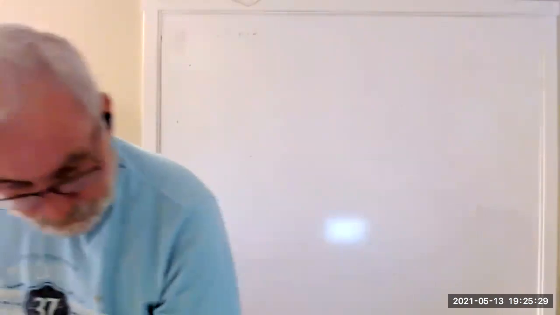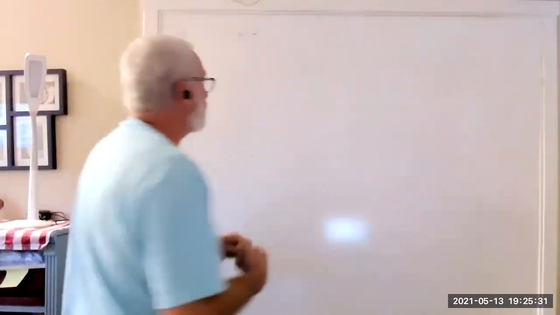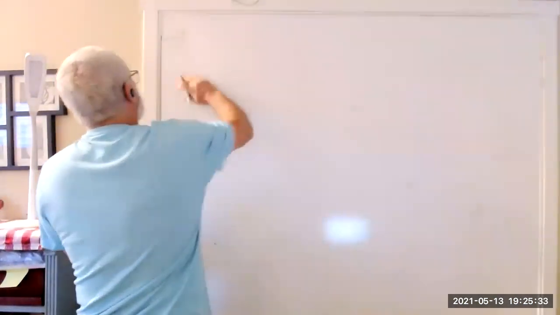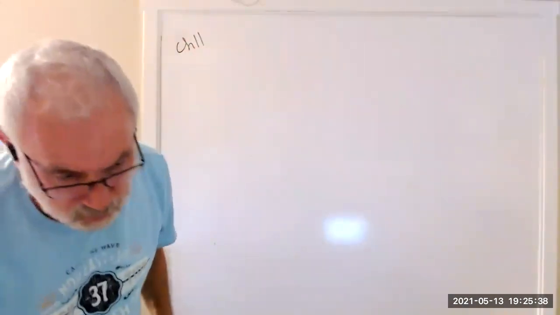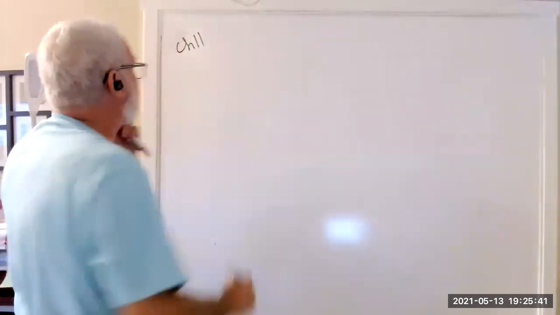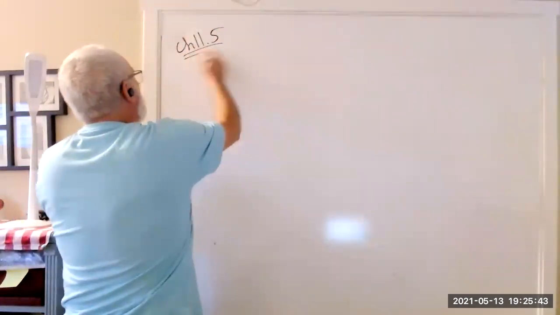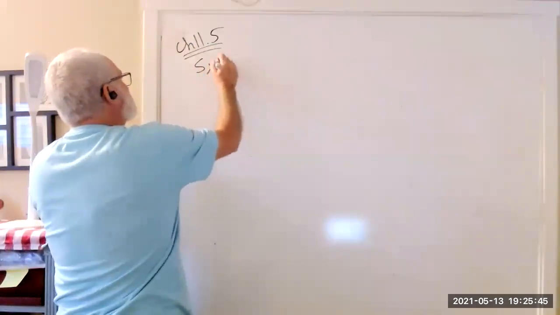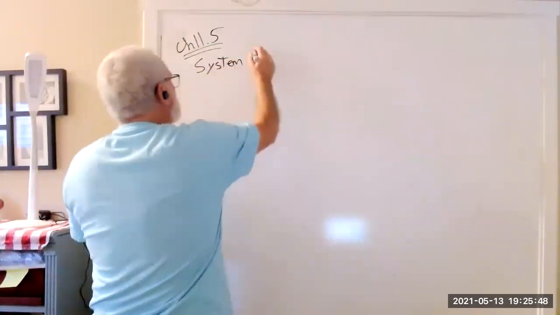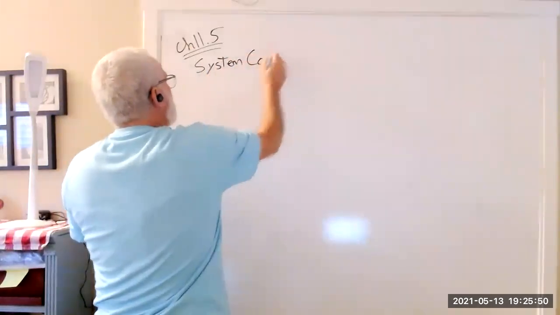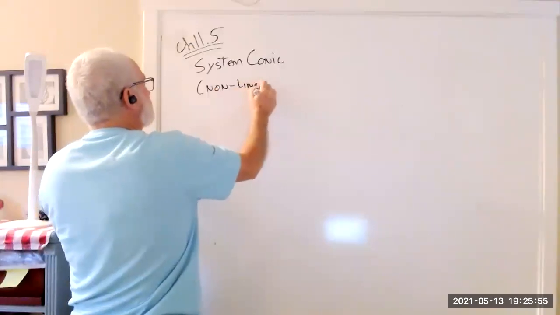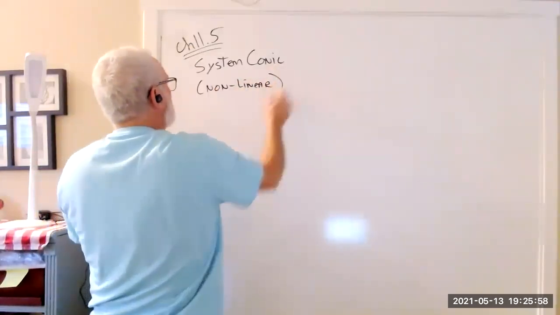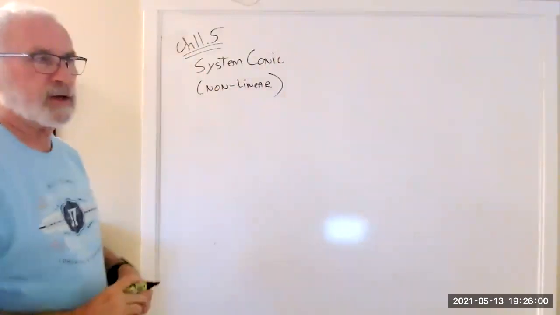So the next topic that we're going to get into is chapter 11.5. I think it's 11.5. Yeah, 11.5. Okay. Systems. It's systems of conics. It says non-linear systems. And it kind of means almost the same thing. Don't worry about it.